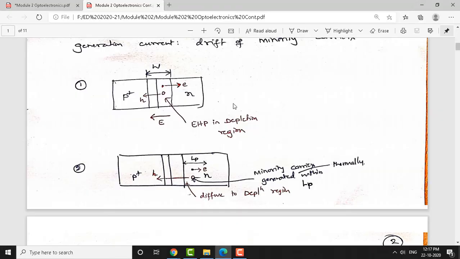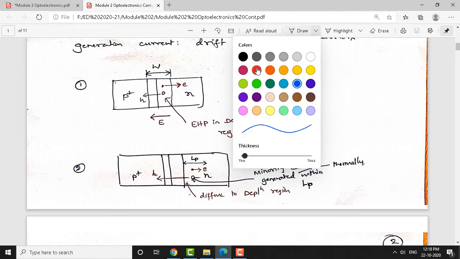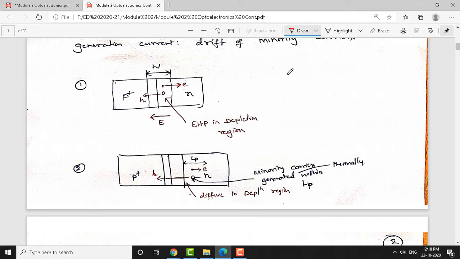Okay, so here two things we need to focus on. Number one is carrier generation. Let me name the drawing. Okay, so number one is carrier generation. This carrier generation will happen through the incident light.